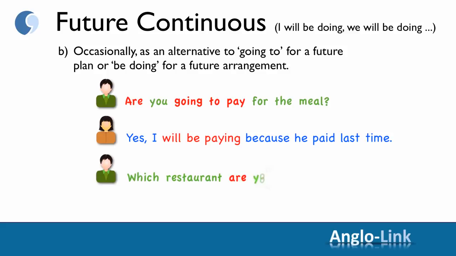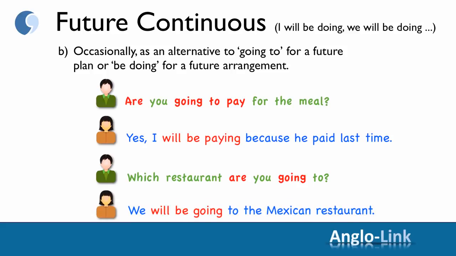Which restaurant are you going to? We will be going to the Mexican restaurant. In this example, the future continuous, will be going, has replaced the present continuous for a future arrangement, are going.